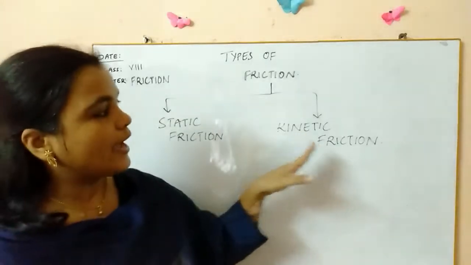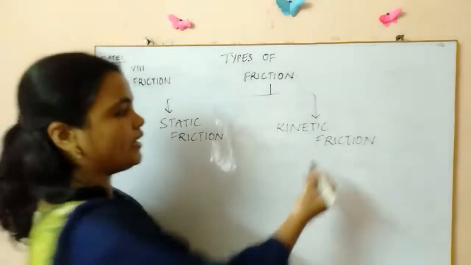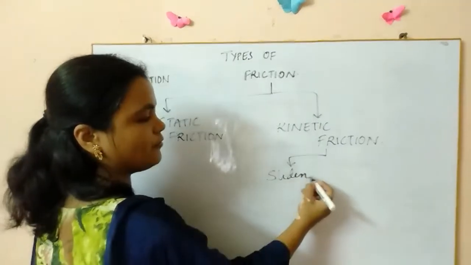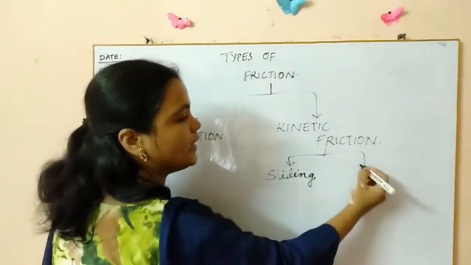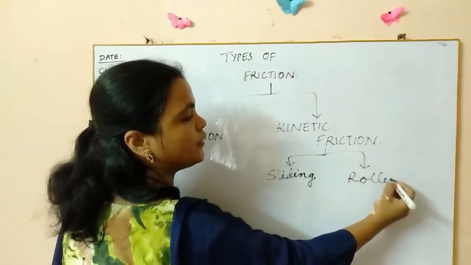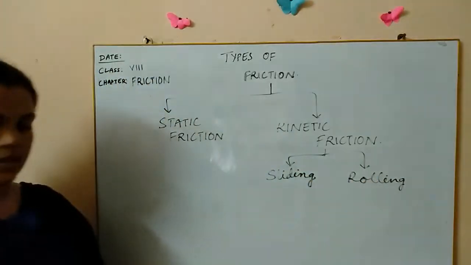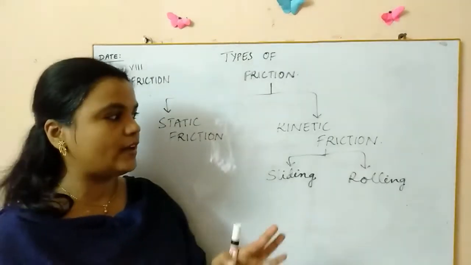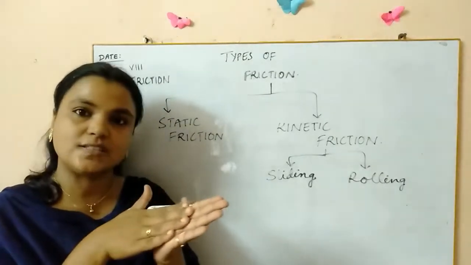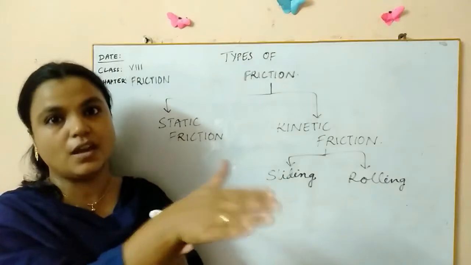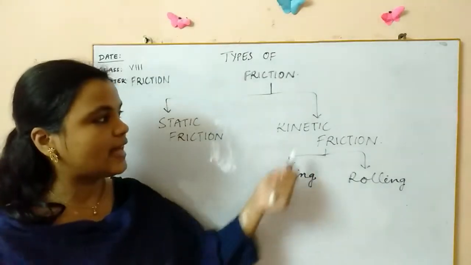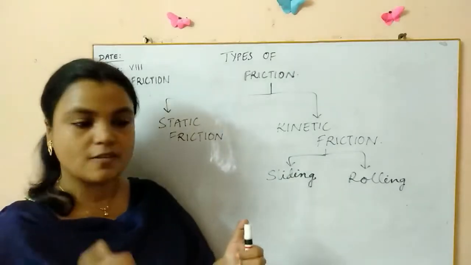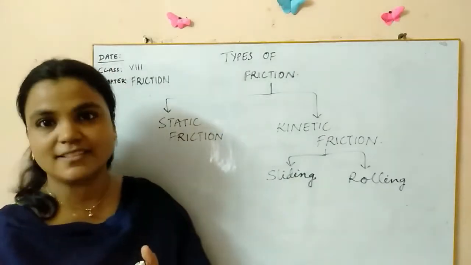So you can see now kinetic friction is actually again divided into two types. Yesterday we saw about it. We learnt about it, right? Sliding friction and rolling friction. So you can understand sliding, it's in the name itself. So when two surfaces are just made to slide over each other, move over each other, then that is nothing but called sliding friction. So yesterday we saw that book sliding, isn't it?